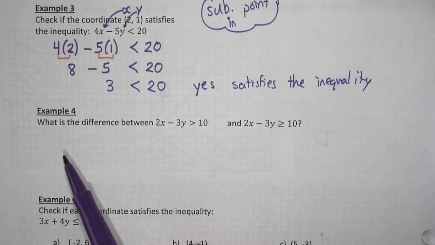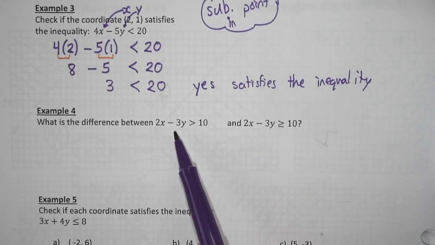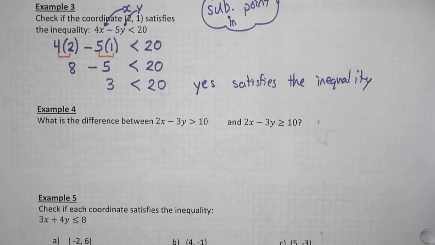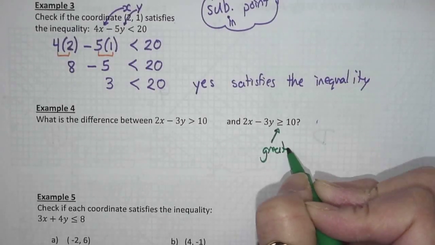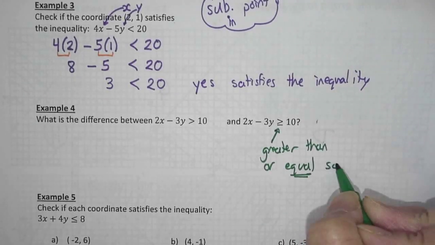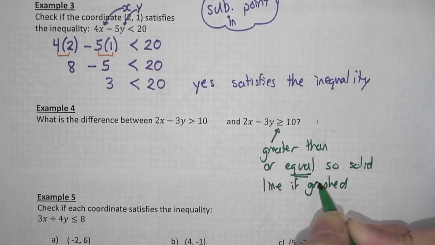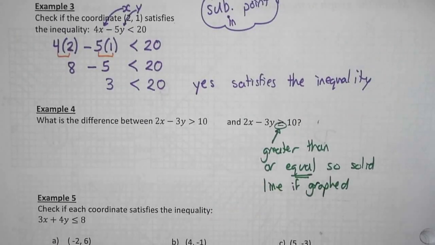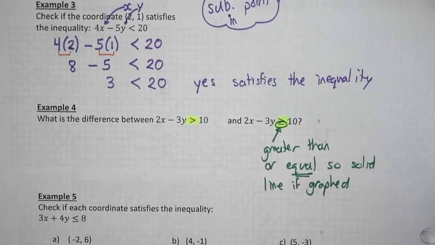The next example says, what is the difference between this inequality and this? How are they different? 2x minus 3y is greater than, right? The mouth is open this way, so greater than 10. And 2x minus 3y is greater than or equal. So the part that's different is this part here. So this is greater than or equal, so it's a solid line if graphed. And that's how it's different. So if you were to graph it, it would be a solid line, and it's saying equal, and this one is not equal. So there you go. They're just asking what the difference is to make sure that you understand the difference between this symbol and this symbol is that little extra line underneath.